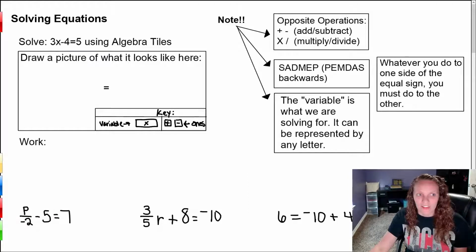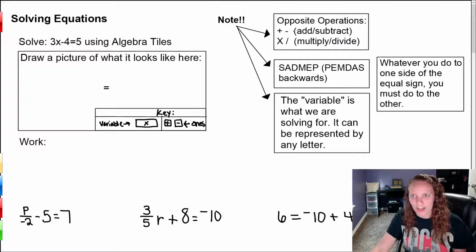It does not have to be just x, like our first example is 3x minus 4 equals 5. It could be 3y minus 4 equals 5. Whatever the letter is, that is what we're trying to solve for. Now, to solve for equations, we need to know about opposite operations. Add and subtract are opposites, and multiply and divide are opposites.